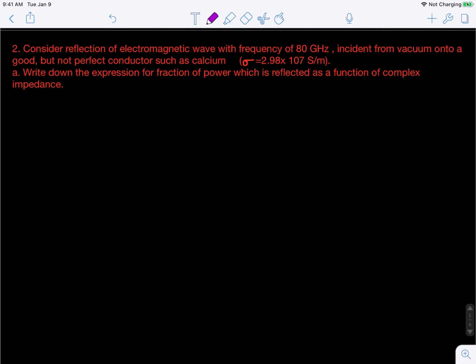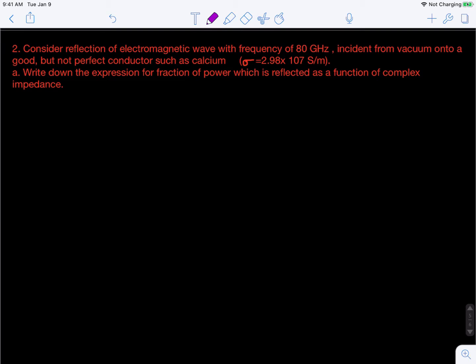Hey everyone, let's solve problem 2, part A. So consider a reflection of an electromagnetic wave with a frequency of 80 GHz incident from vacuum onto a good but not perfect conductor such as calcium, which has sigma equal to 2.98 times 10 to the power 7 Siemens per meter. Write down the expression for the fraction of power which is reflected as a function of the complex impedance.